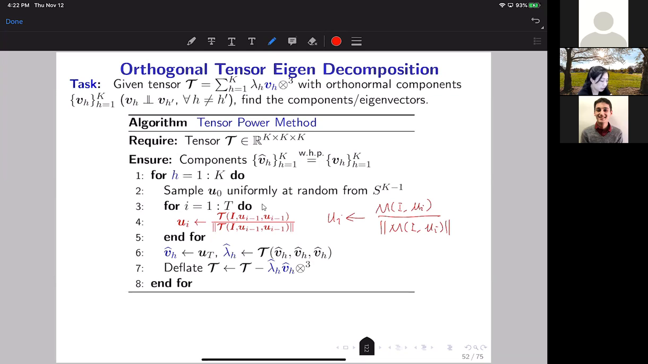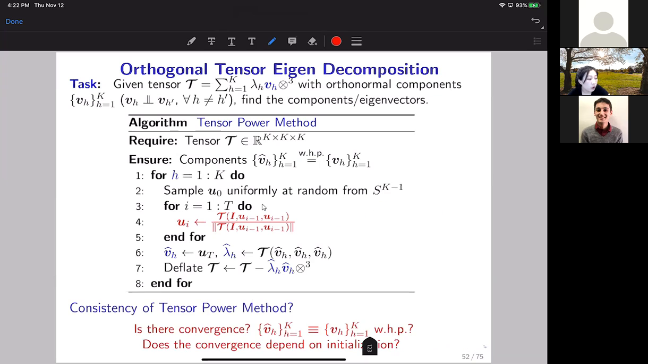If the matrix power method enjoys some kind of nice property, would the tensor power method also enjoy that nice property? So again, we want to understand the consistency of the tensor power method. Is it with high probability that the estimation is the same as the ground truth? Or does the convergence depend on initialization? We know that the matrix case doesn't, but would the tensor also enjoy this nice property that it doesn't depend on initialization?